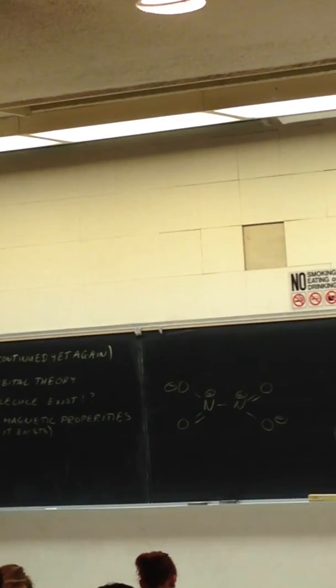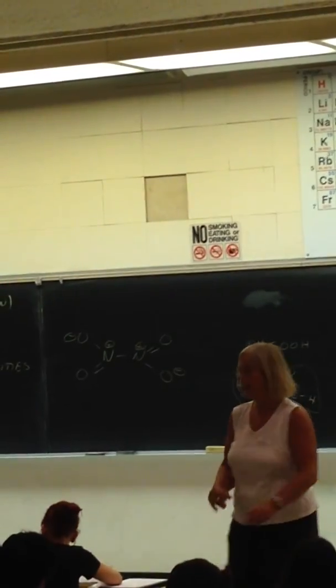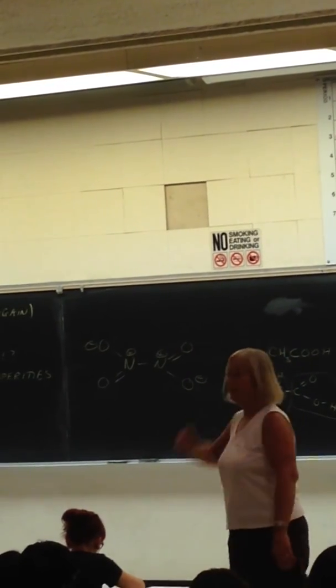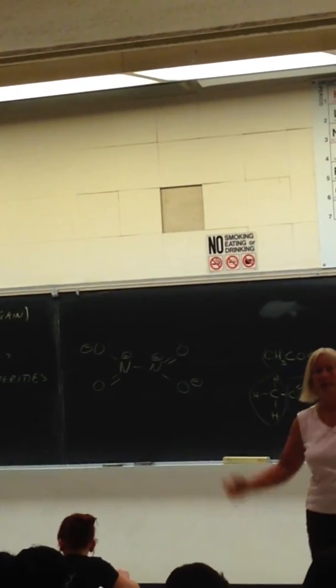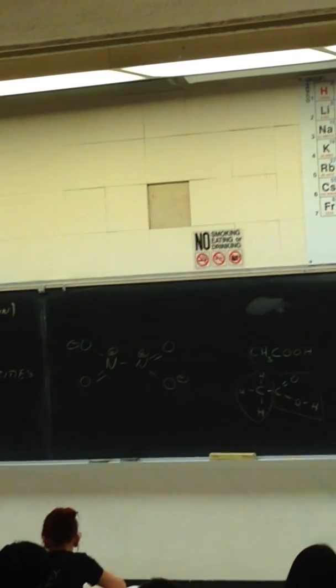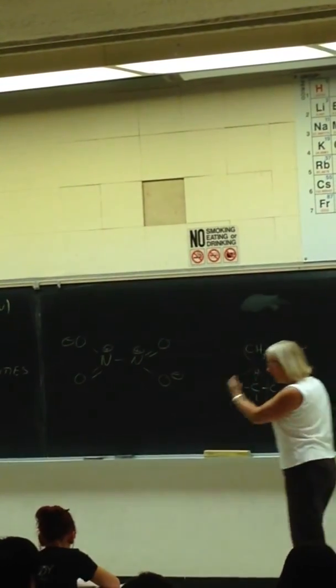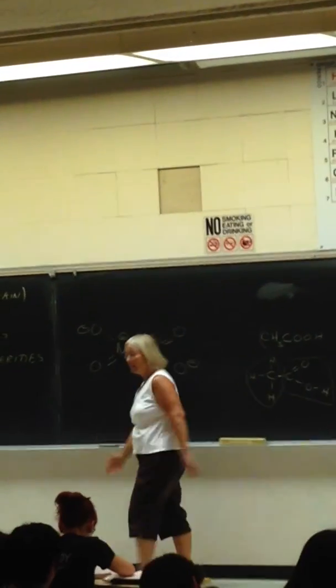Another typical problem, obviously on a multiple choice where I can't have you write structures, is to tell me how many sigma bonds, how many double bonds, how many single bonds, how many lone pairs, what's the formal charge on the nitrogen, what's the formal charge on the oxygen, which oxygen, something like that.